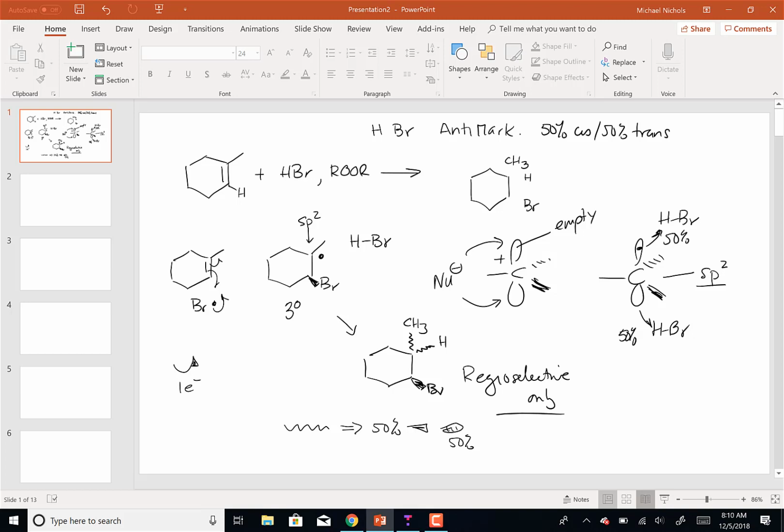And again, the most important thing is that because I changed the intermediate, and because now the bromine is the thing that adds first, it's going to add to make the most stable radical, whereas before the hydrogen added to give me the most stable carbocation. So that's how we flip the regioselectivity on this.